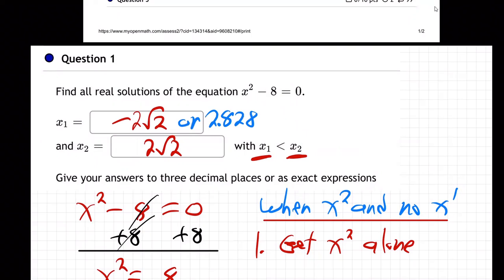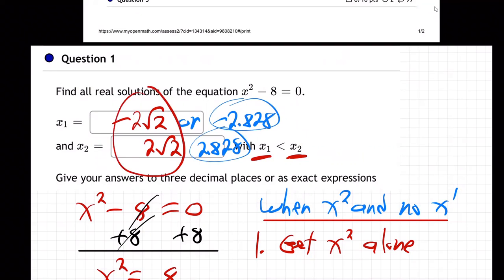Yeah, 2.828. And that'd be negative 2.828 and regular 2.828. You can do it either way. You can put in the decimal, negative 2.8 and positive, or you can put in the exact answer. What they're saying, exact expression, or 3 decimal places. Either one, and it'll take it.